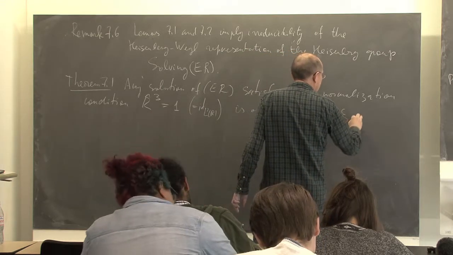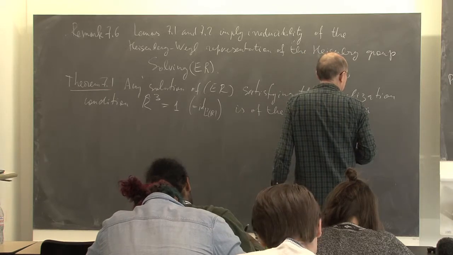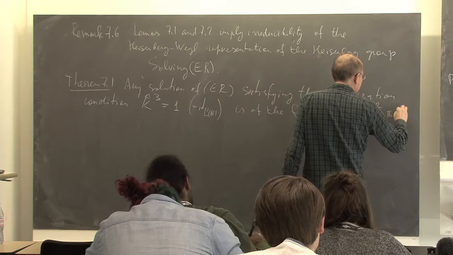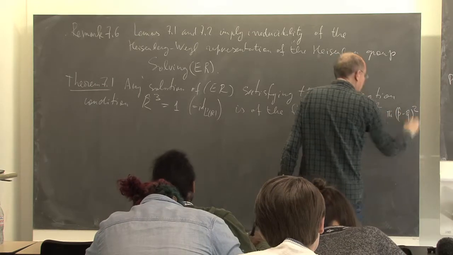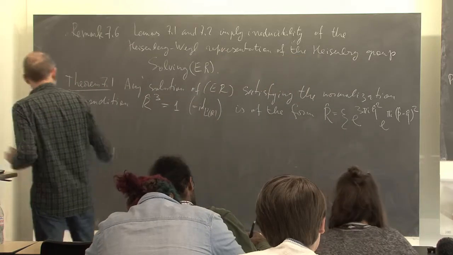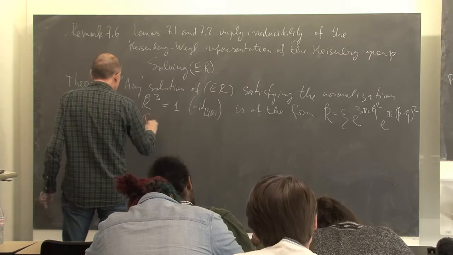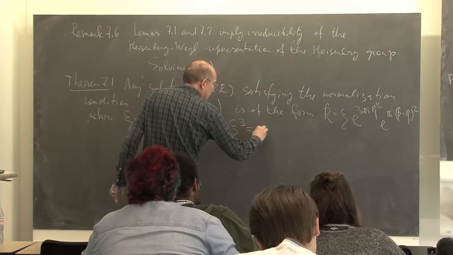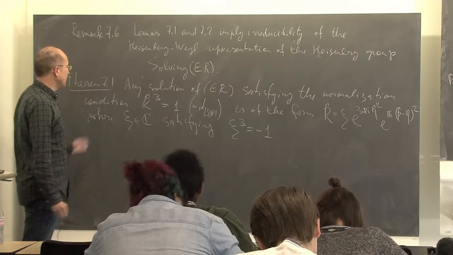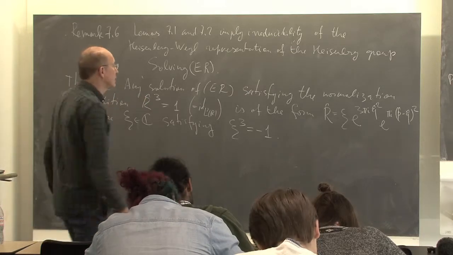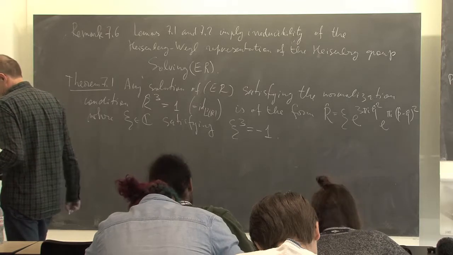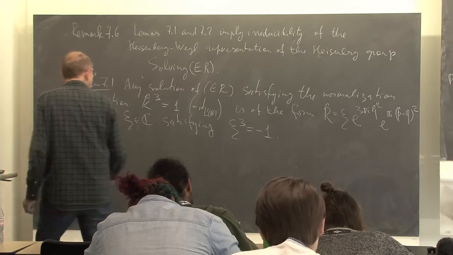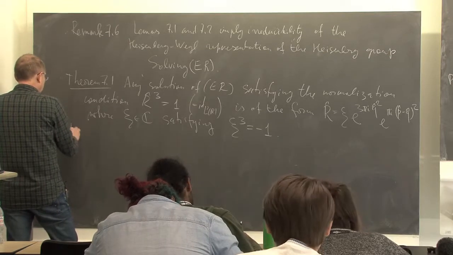R hat equals zeta e^(3 pi i Q hat) e^(pi i (P hat minus Q hat)^2), where zeta is a complex number satisfying the equation zeta cubed equals minus 1. So saying differently, with this normalization, there are only 3 solutions. And let us see how this is proven.